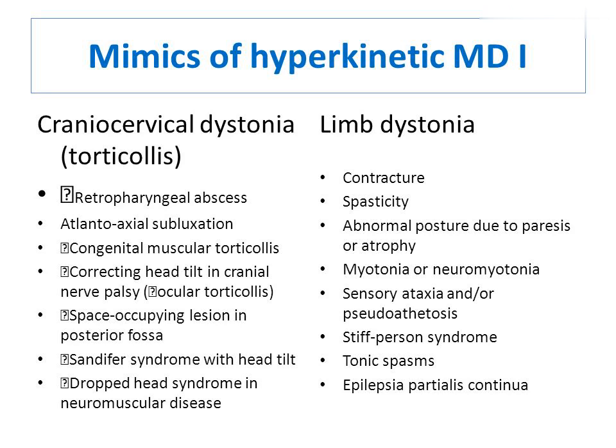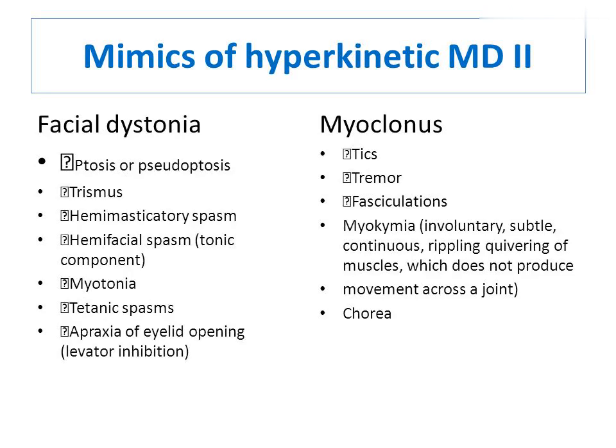Limb dystonia mimics: contracture, spasticity, abnormal posture due to paresis or atrophy. Myotonia or neuromyotonia. Sensory ataxia and or pseudoathetosis. Stiff person syndrome. Tonic spasms. Epilepsia partialis continua.